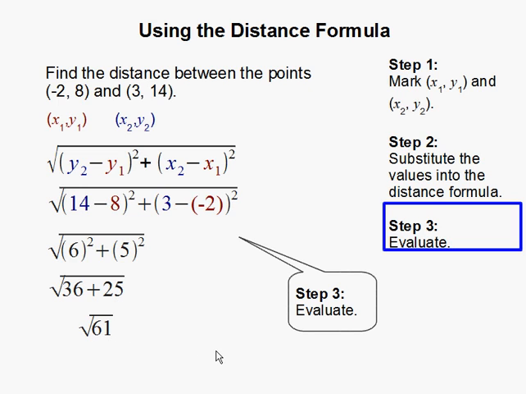And then we have the square root of. Now we cannot take a square root of 61 to get a whole number. So therefore, we can leave our answer as the square root of 61. Therefore, the distance between these 2 points is the square root of 61.